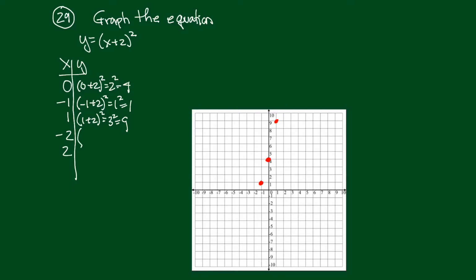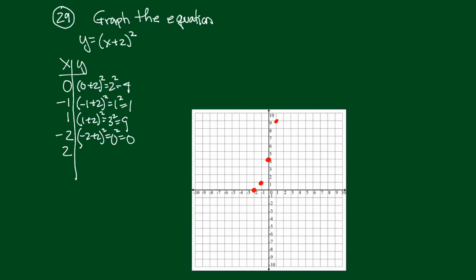Now put in that -2. So I'm going to put that -2 right in here. See what we get? We'll get -2 plus 2 squared, 0 squared is 0. So we're going to go from the origin to the left 2, no up or down, no vertical. Actually, let's do that while we're here. To the left 2, no vertical. So from the origin, we'll go to the left 2 and no vertical at all, so we'll put a point there.